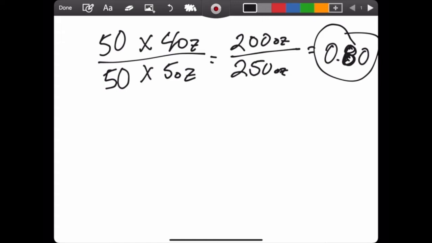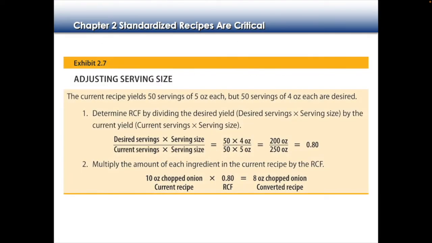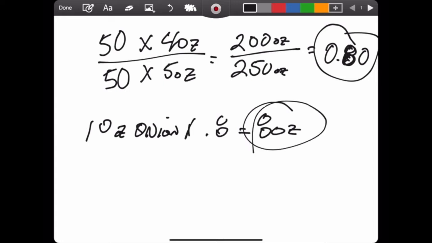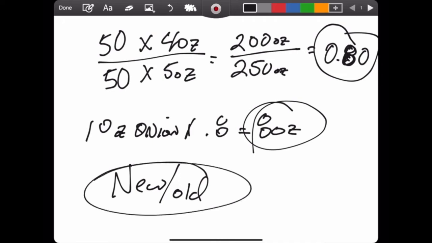Now, just like before, we're going to multiply everything in this recipe times our conversion factor. If it's 10 ounces of chopped onions, we're going to multiply that times our conversion factor of 0.8, which is going to give us 8 ounces of onions. We do this for every single item in the recipe, no matter what. If it's water, we do it for that. Really simple, really easy, new divided by old. I can't emphasize that enough. If you remember anything, remember this, and it will be of huge benefit for you.